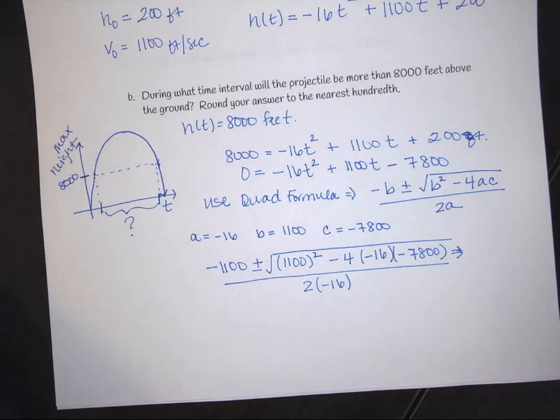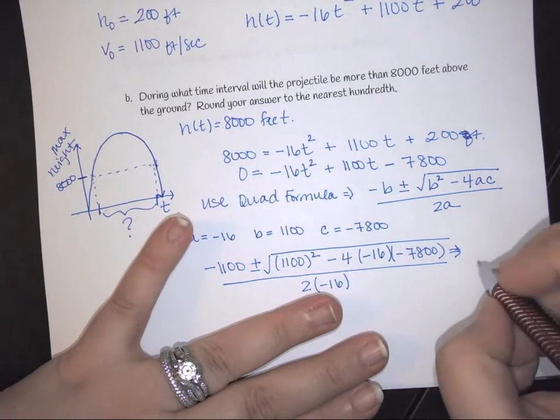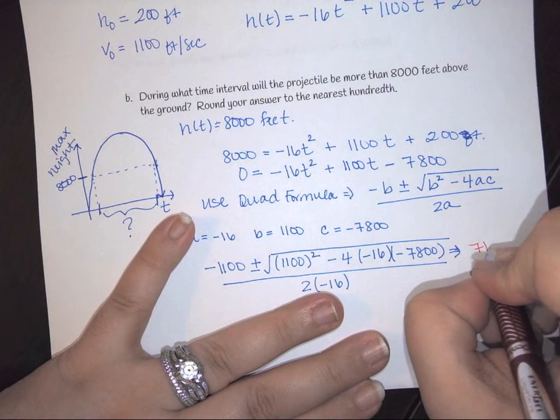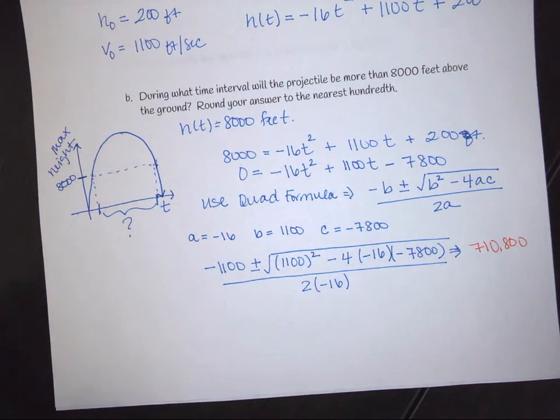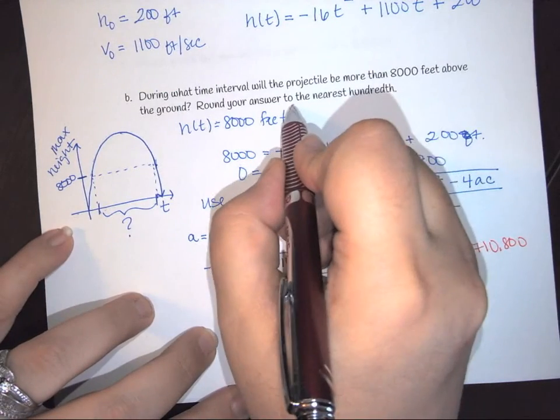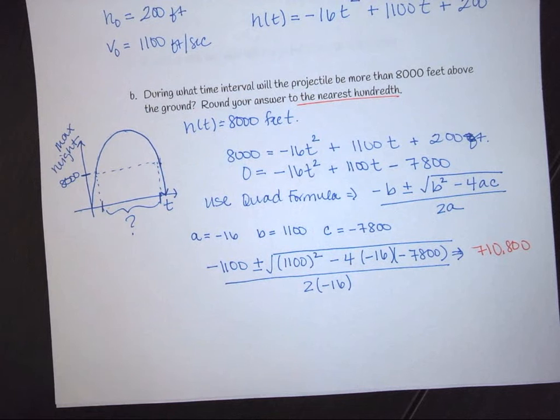And then you're going to take the square root of that value. So here the value that you should get is going to be 710,800. You're then going to take the square root of that value, and that's going to give you a decimal. And at this point, that's okay to get a decimal. And the reason it's okay is because we're dealing with time, and time is given in decimals. Notice it says round to the nearest hundredth.